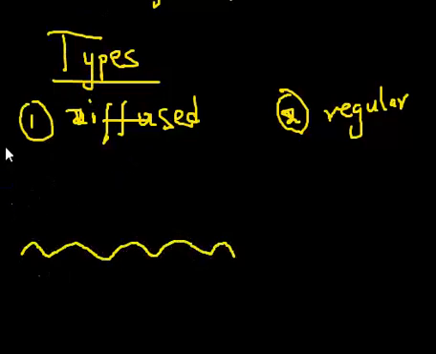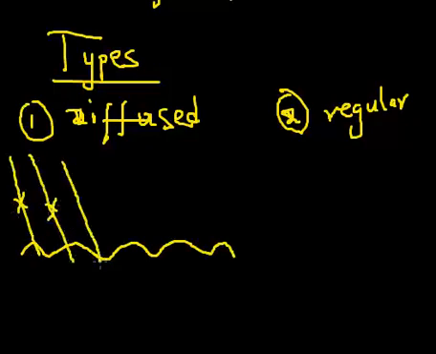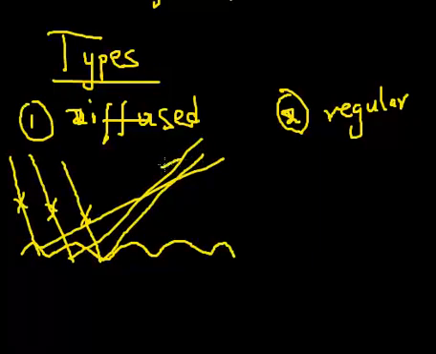Because the surface is not smooth, the parallel beam of light that hits it, after reflecting, scatters and the rays cross each other. They are not parallel, even though the incident beam is parallel. The reflected beam is not parallel. So when the reflected beam of light incident on a rough surface crosses each other, such a reflection is known as diffuse reflection.